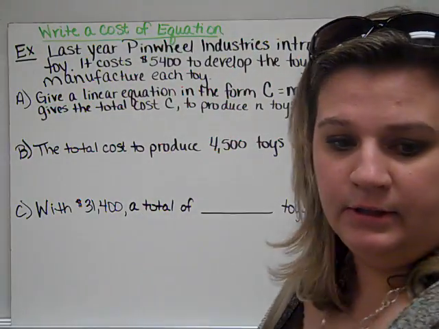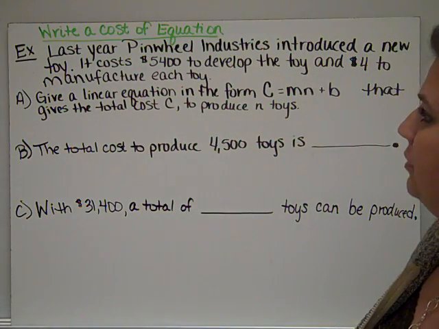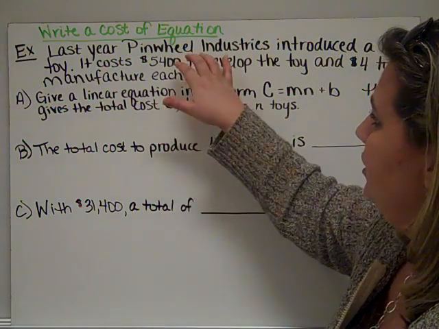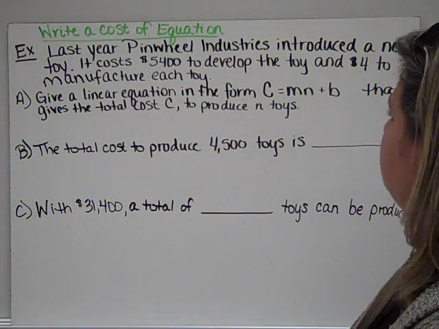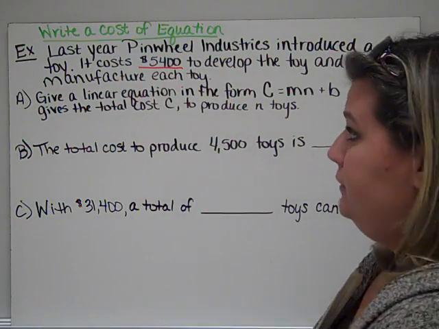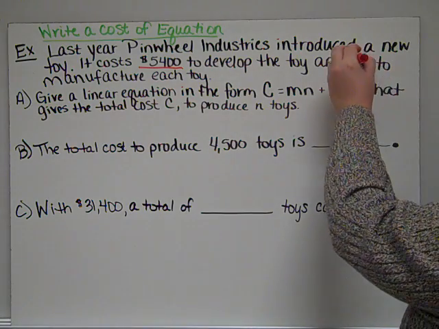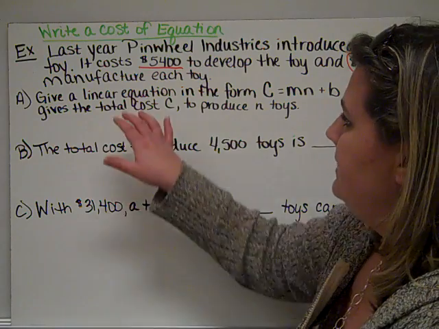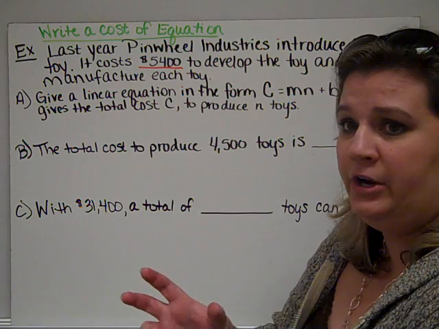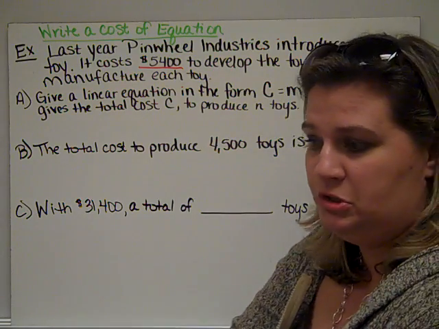All right. Let's build a little more onto this. So we're going to write a cost equation. Last year, Pinwheel Industries introduced a new toy. It cost $5,400 to develop this toy. Then it cost an additional $4 to manufacture each toy. So you can see here that we definitely have that initial cost, then we have those additional costs.